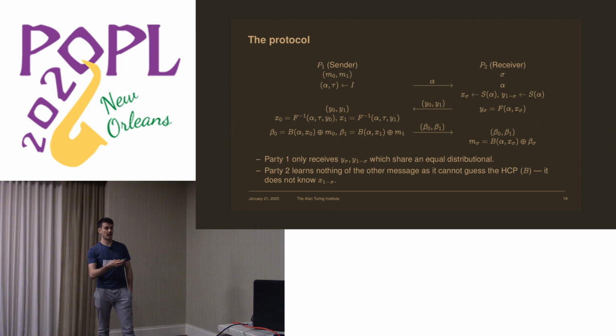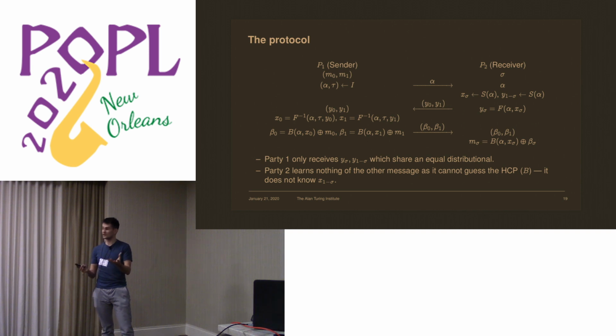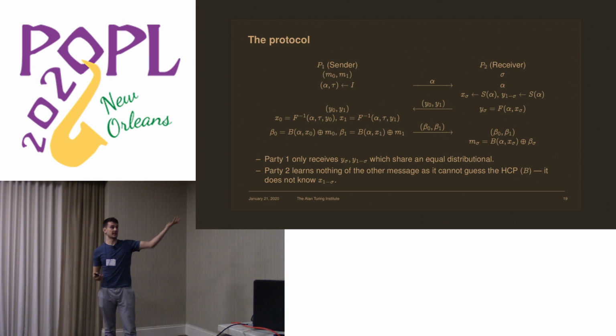And we know that party 2 learns nothing of the other message that it's not allowed to receive, because it can't guess this hardcore predicate B. This was the idea behind what B is, the security property of B. You can't guess it. So it can't ever guess the second message.